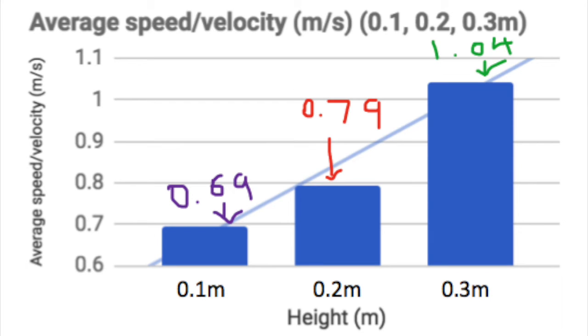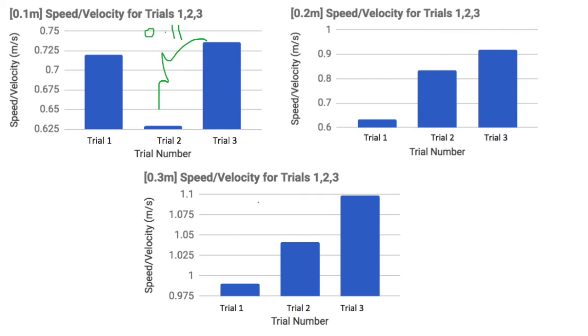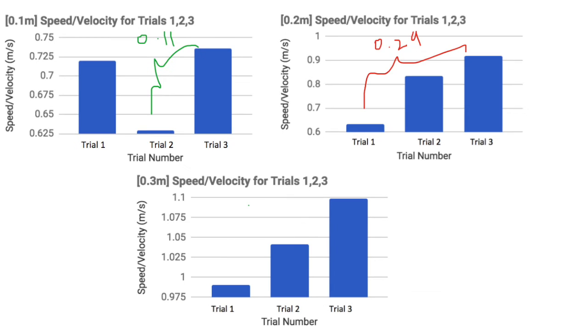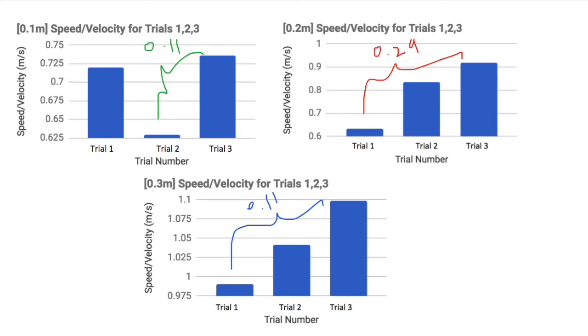The average speed and velocity of the 0.3 meter results was 1.04 meters per second, whereas for 0.2 meters it was 0.79 meters per second and 0.69 meters per second for the 0.1 meter height, which hence supports the hypothesis that as height increases, speed and velocity will also increase. The 0.1 meter height trials had a range of 0.11 meters per second, 0.2 meters was 0.29 meters per second, and 0.11 meters per second for the 0.3 meter height.